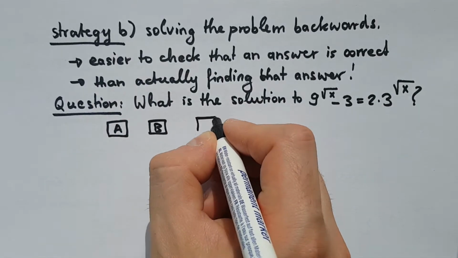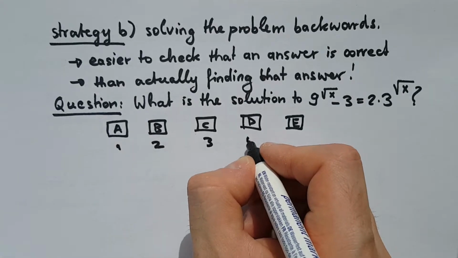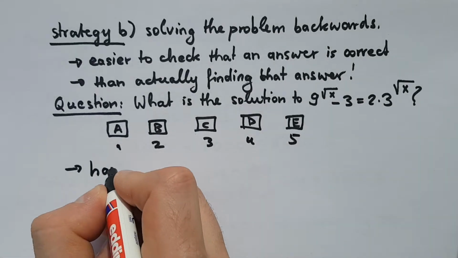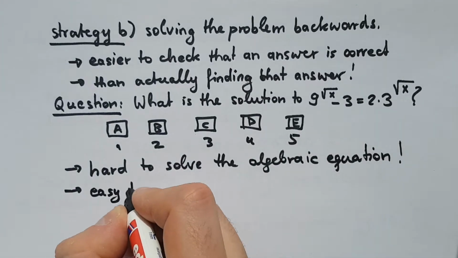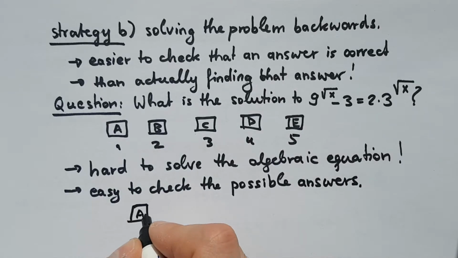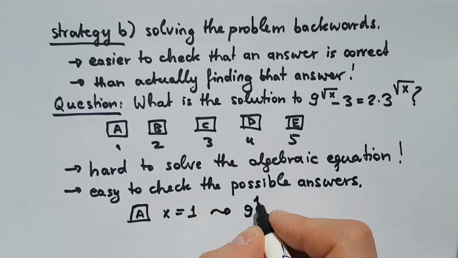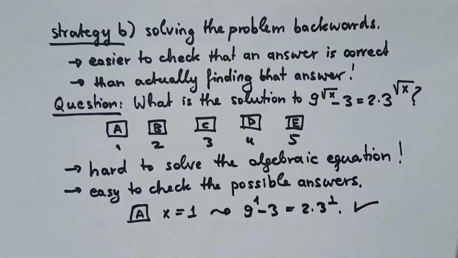As in any problem-solving question, you are given 5 choices of a possible answer. However, it is hard to solve this equation explicitly. It is much easier to check the possible answers. Here, plugging in the first choice already solves the equation, so A is the correct answer.